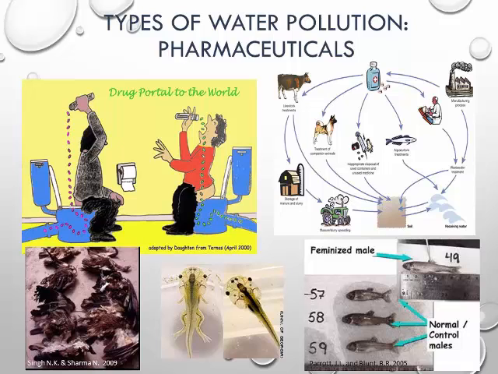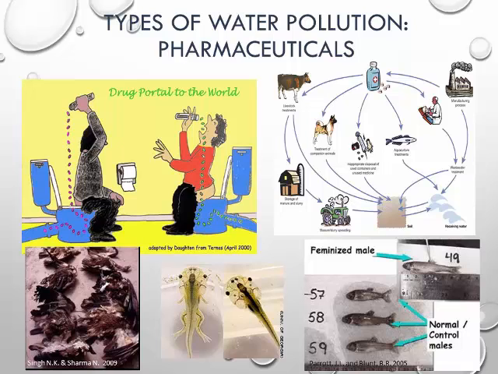Finally, on the far right are fathead minnow which were exposed to estradiol. This is the medication that is in birth control. Estradiol, not surprisingly, acts as an endocrine disruptor and feminizes male fish and other aquatic organisms.